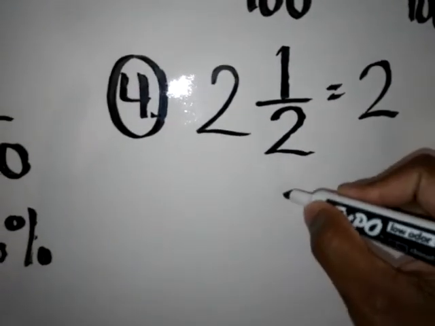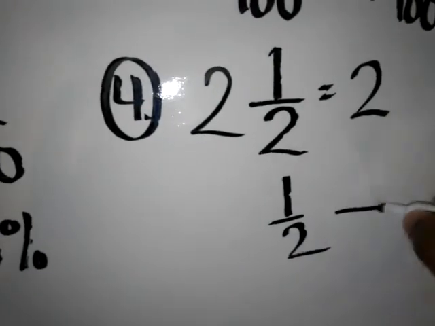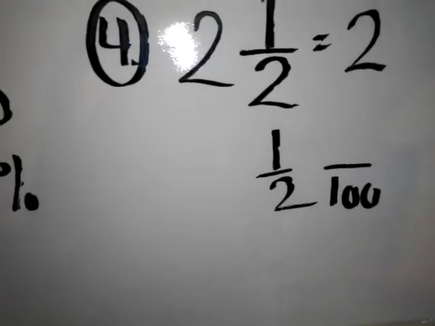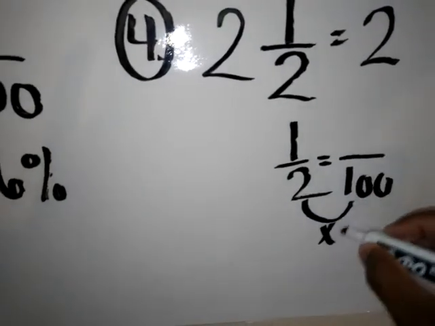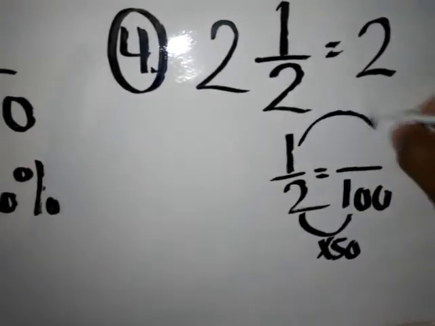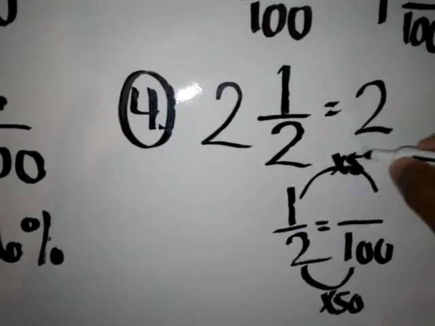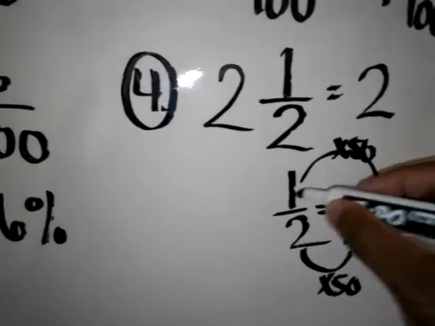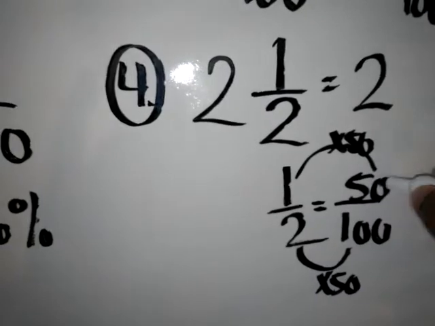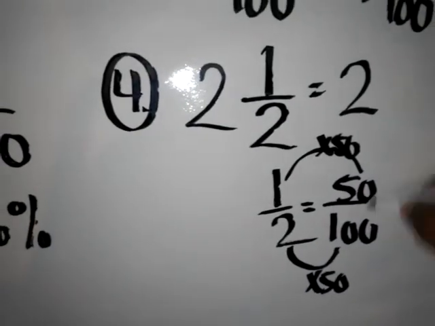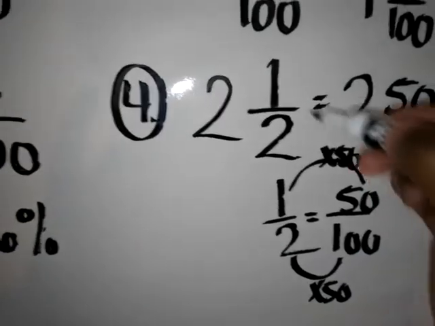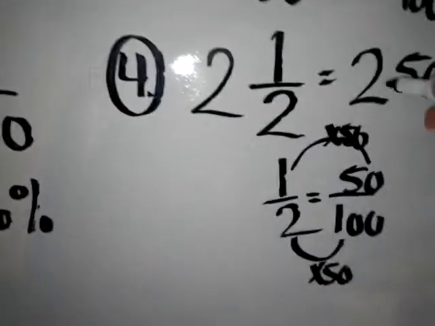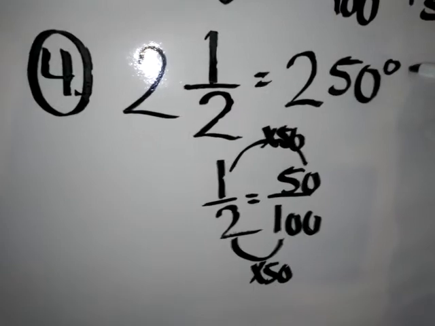Well, again, we need to just look at this, work with the half. How can we get to, again, 100 as a percent? What times 2 equals 100? Times 50. Whatever you do to the bottom, you do to the top, times 50. Now, 1 times 50, of course, is 50. So that's 50 as a percent. We're going to add this to 200. So 2 and 1/2 as a percent is 250%.